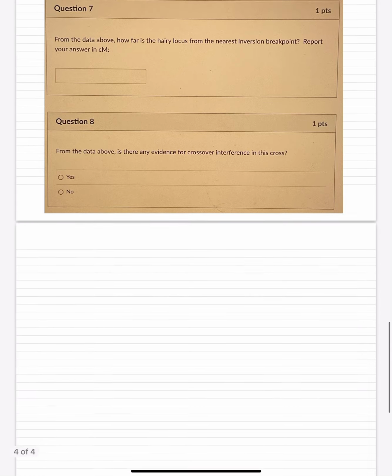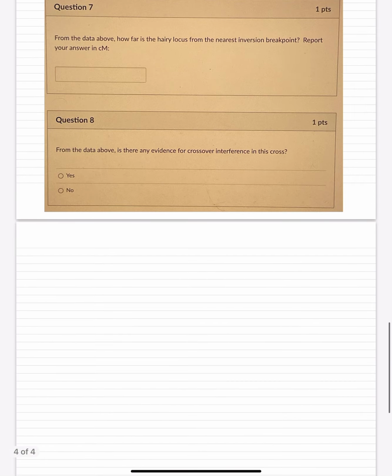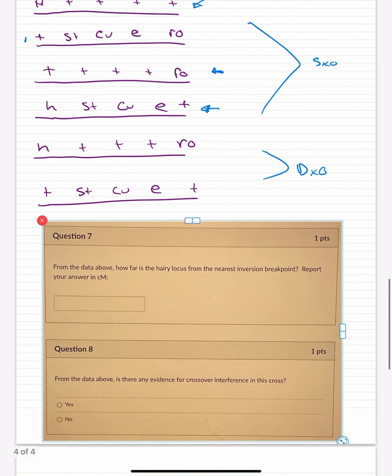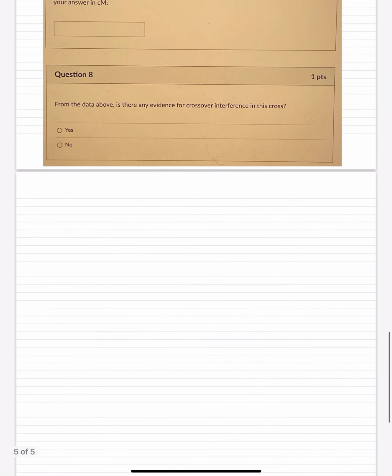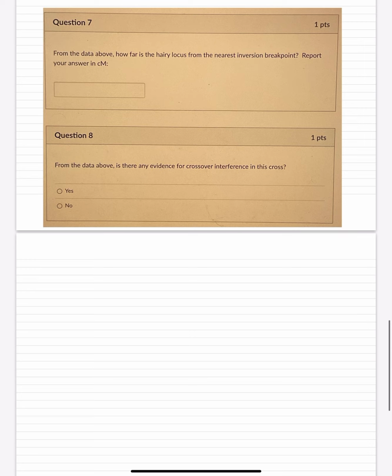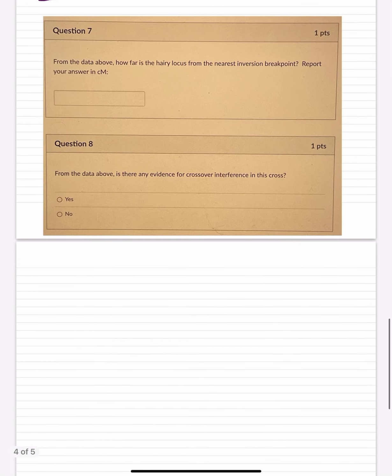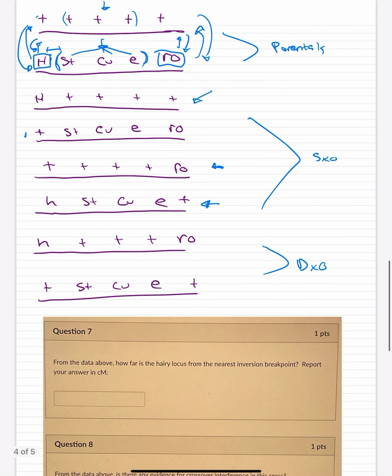All right, so now what we want to do is find how far the hairy locus is from the inversion. We know that this right here is the inversion, and this is the hairy locus. We want to know the distance from H to inversion, so we want to find the recombination frequency between hairy and the inversion breakpoint. So we want to find all of the single crossovers between H and the inversion breakpoint.